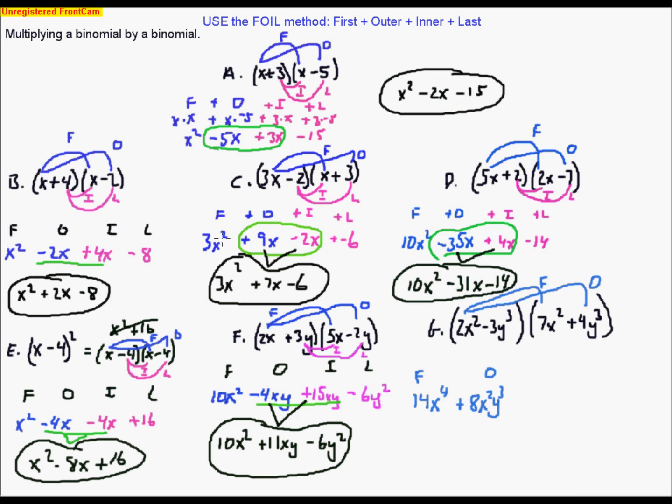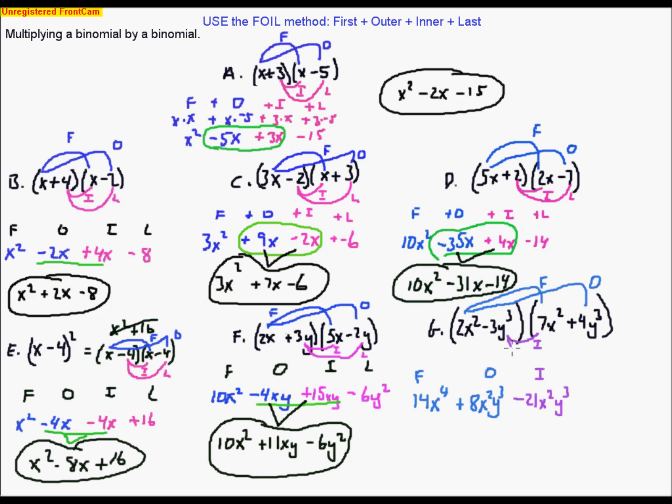Well, we move on. We've got the inside terms now. Inside are negative 3y squared and a 7x squared. So we write down, multiply negative 3 and 7, make a negative 21. And then you count up how many x's and y's you got. You got 2 x's and you got 3 y's. So x squared, y to the third.